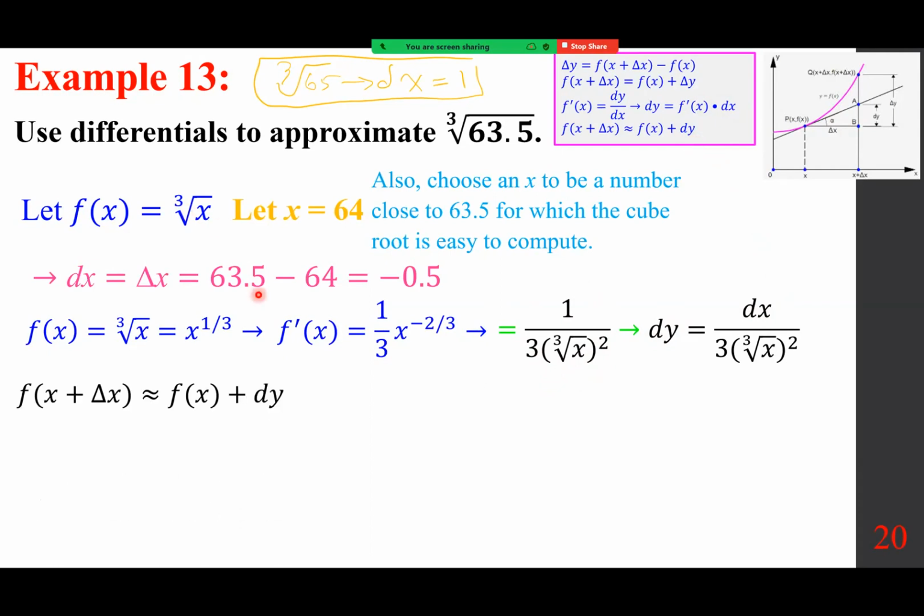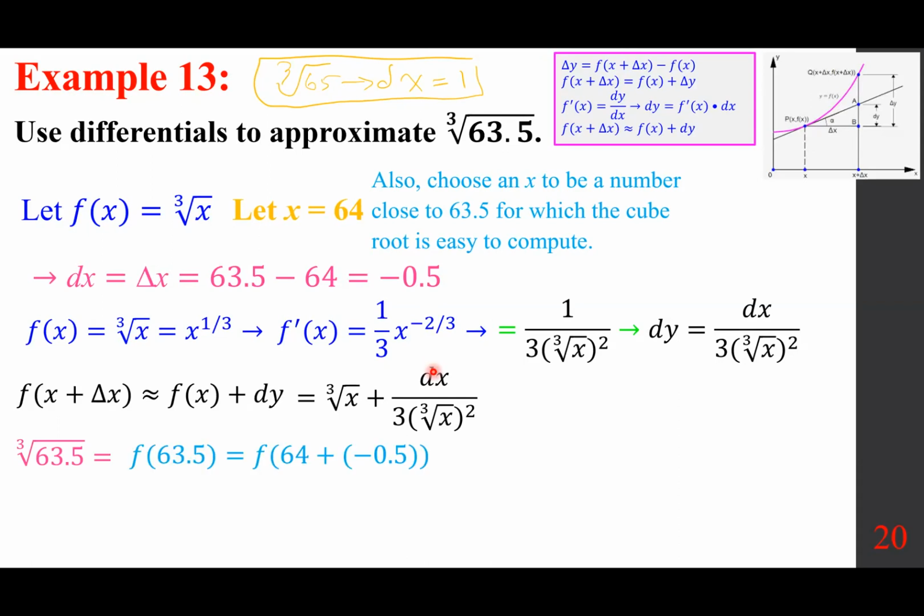And f of x is cube root of x. dy is dx over 3 times the cube root of x quantity squared. And x is 64, dx is negative 0.5. So what do we want? We want the cube root of 63.5, which means we can say f of 63.5, which means f of 64 plus negative 0.5. I'm just, again, explaining the whole thing. You don't have to write this if you don't want to. But the point being, replace the x with 64 in both cases, and dx with negative 0.5.